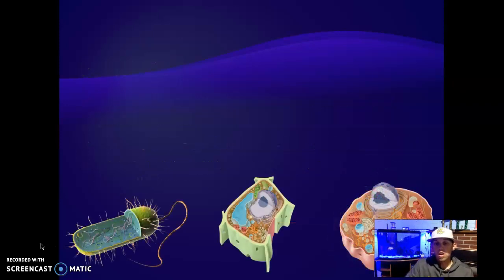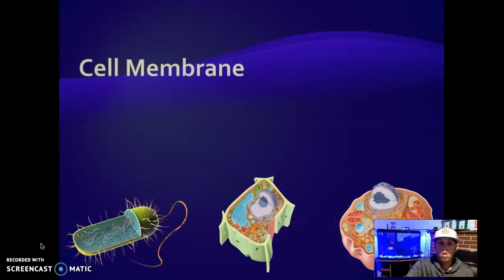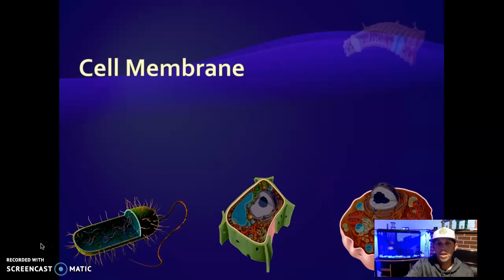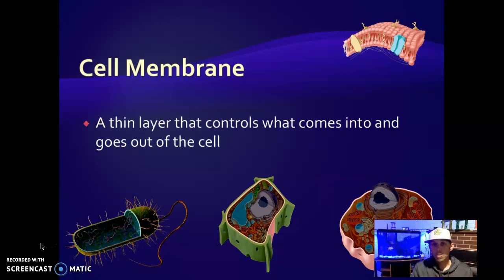Alright, to start, we're going to have cell membrane. All 3 types of cells have cell membranes, and it is a thin layer that controls what comes into and goes out of the cell. If you're writing this, you can pause the video to jot down the definition for each of these organelles onto your sheet.